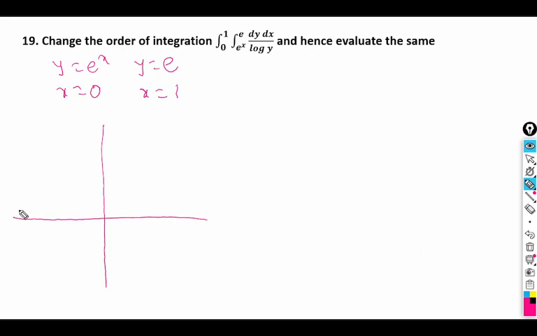How to draw the exponential curve? It exponentially goes on increasing. So this is the exponentially increasing y equal to e raised to x. That is the first curve we drew here.